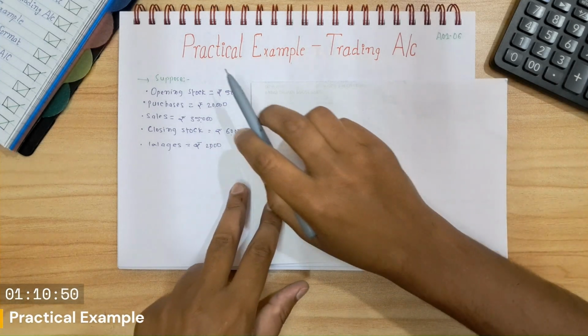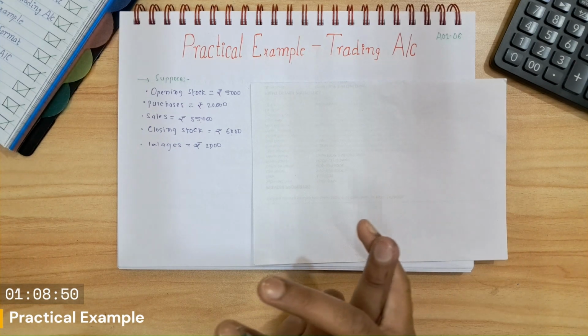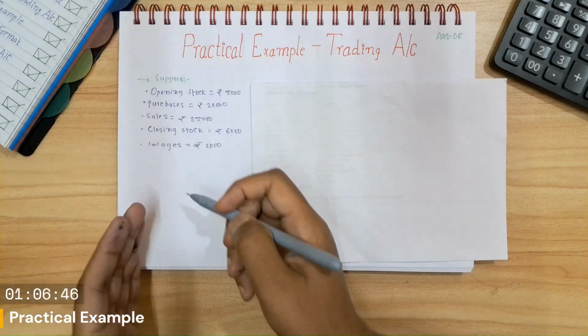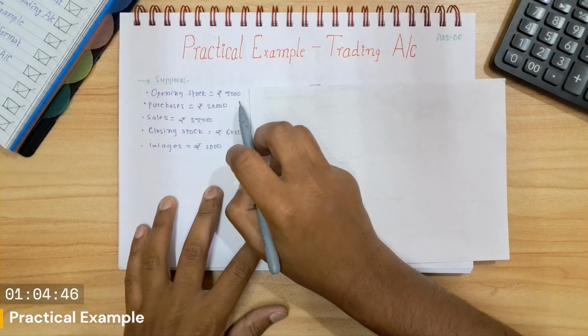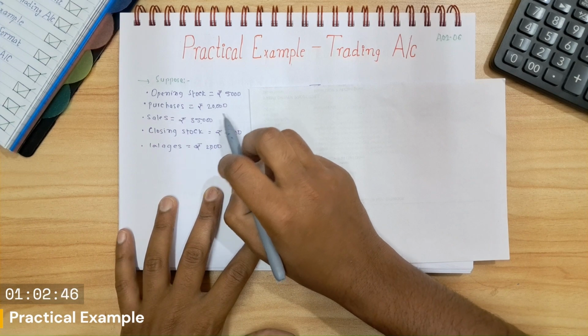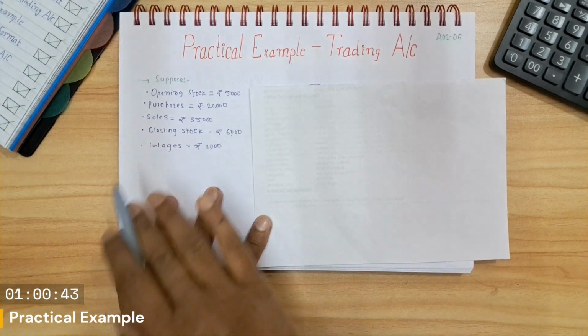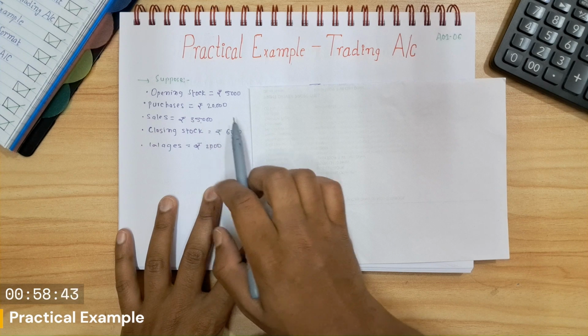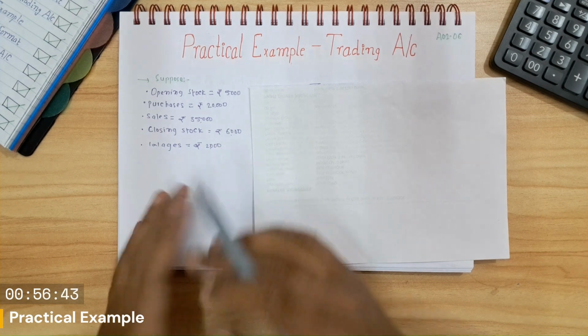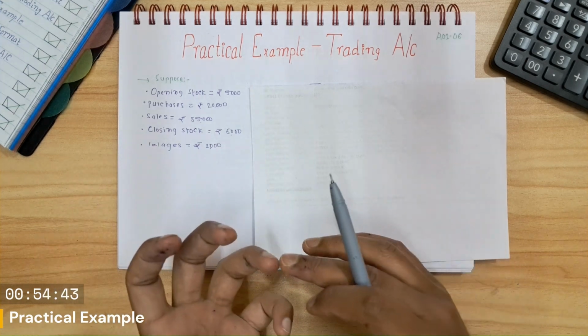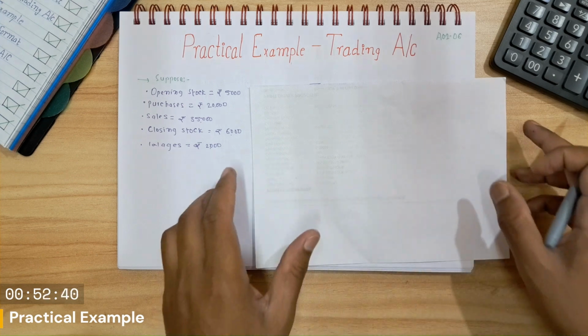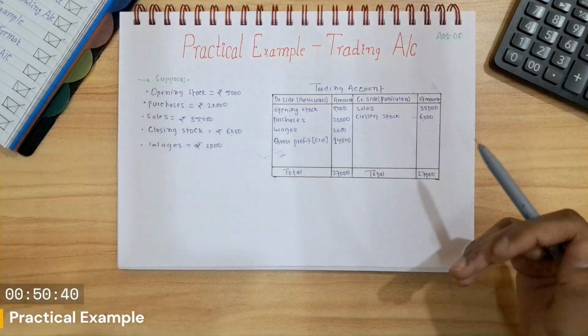Now see a practical example of a trading account. Suppose these accounts: opening stock rupees 5,000, purchases rupees 20,000, sales given as 35,000, closing stock, and wages. Let's understand it by preparing the trading account.